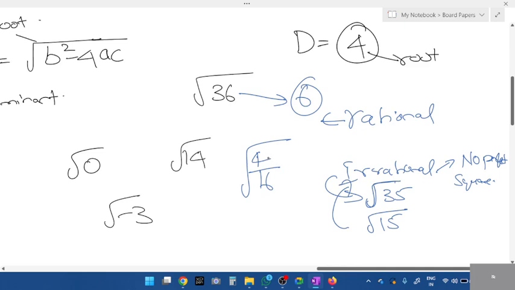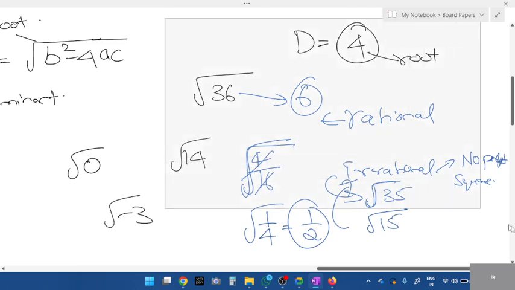How do you reduce root 1 by 4? What's the answer for root 1 by 4? It is a perfect square number, right? Very good, 1 by 2. So what is root 4 by 16? Is it rational or irrational? Rational number. So rational, irrational is done. If you want, just make a note: rational, irrational.